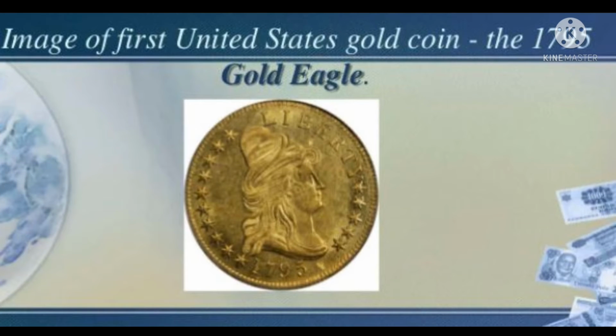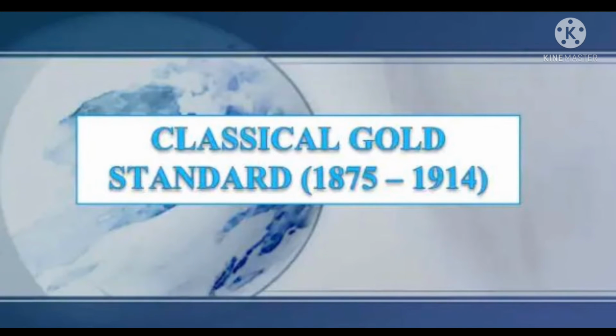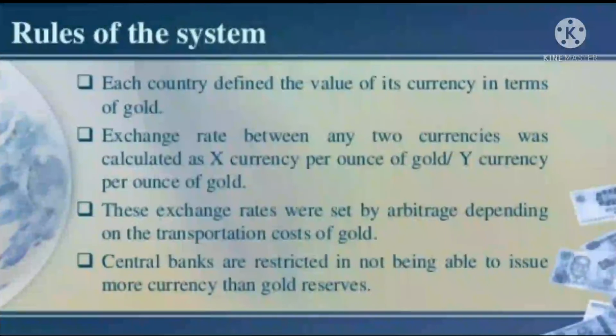This image shows the first United States gold coin, the 1795 Gold Eagle. Classical gold standard, 1875 to 1914. Under the gold standard, the exchange rate between two countries' currencies would be determined by their relative gold contents.